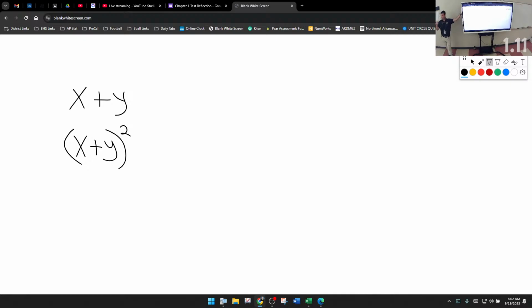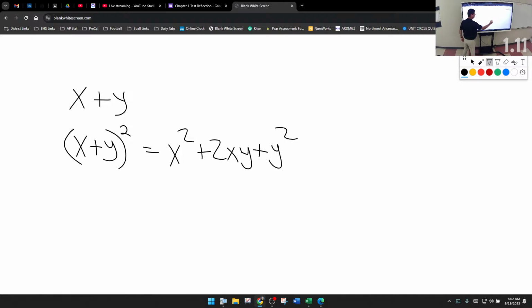Because you have to do the outers and inners, because you have an x plus y and another x plus y. So you have to do the x times the x and then the x times the y, and then the y times the x and y times the y, right? So you end up with x squared plus 2xy plus y squared. Okay with that?